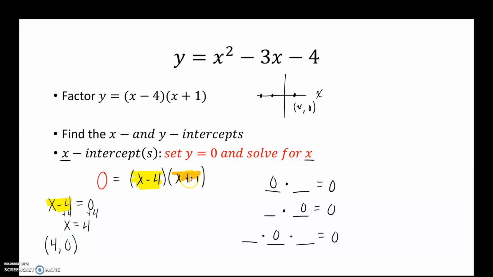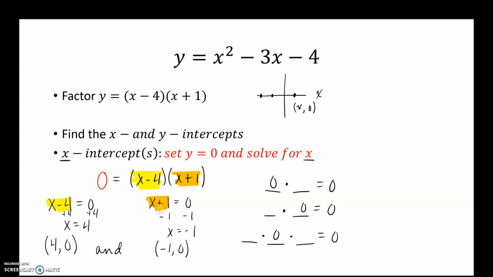We have 2 of them. So I have to take my second factor and set that factor equal to 0, and then solve for x. How do I get x alone? I subtract 1 from both sides. And now how do I write this as an ordered pair? X, comma, and where did this x value come from? It came from setting y equal to 0. So I have 2 x-intercepts.